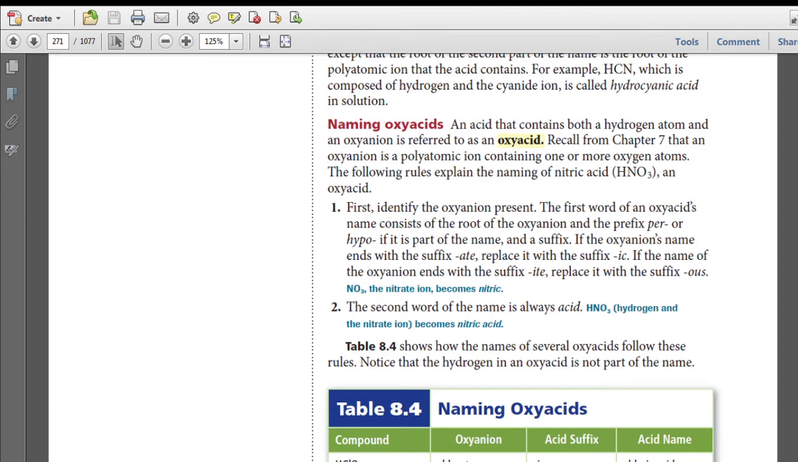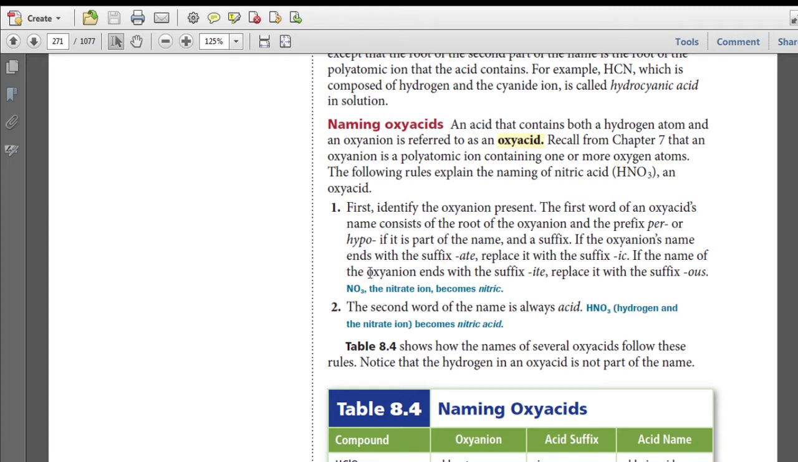The first word of an oxyacid's name consists of the root of the oxyanion and the prefix per or hypo if it is part of the name, and a suffix. If the oxyanion name ends with the suffix ate, replace it with the suffix ic. If the name of the oxyanion ends with the suffix ite, replace that suffix with ous. Now, a way I like to remember is that ate is great and terrific.